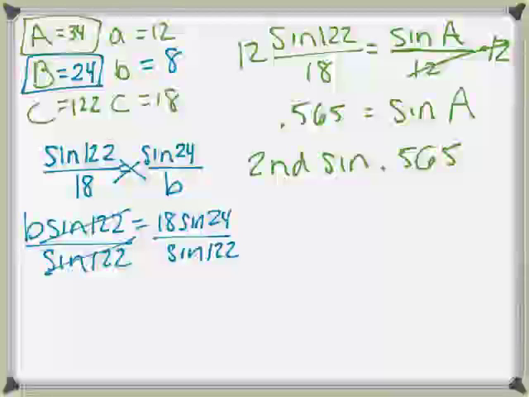About 8.6. And then we can do our quick double check. Biggest angle is B, biggest side is B, smallest side is B. See that it's right. Questions?